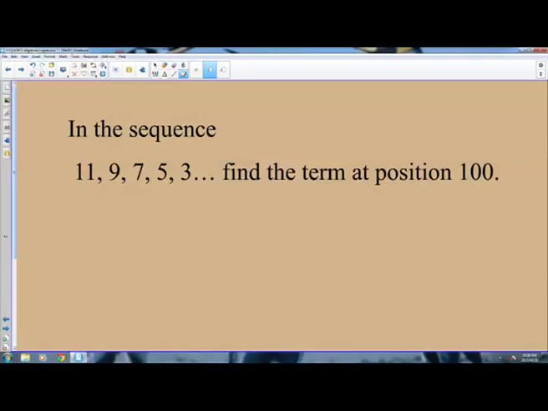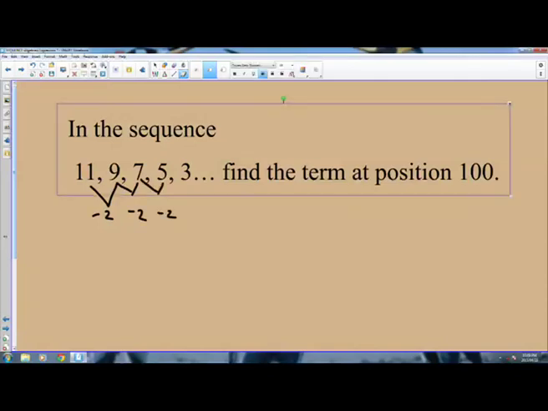And then remember, we are to start by finding the first difference. So the first difference here is 9 minus 11, it's minus 2. And then 7 minus 9, it's minus 2. 5 minus 7, it's minus 2.